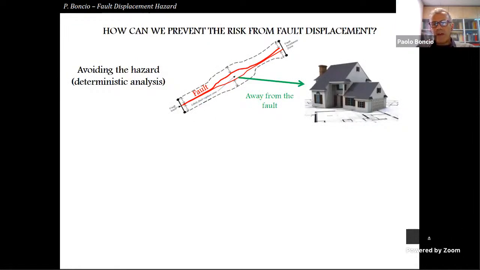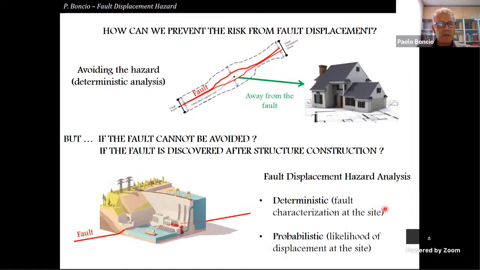How can we prevent the risk from fault displacement hazard? The classical approach is avoidance, build away from the fault, which relies on a deterministic approach. But if the fault cannot be avoided, or if the fault is discovered after structure construction, in this case, both the deterministic and the probabilistic analysis can be used in the analysis.